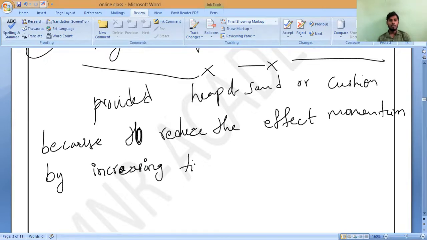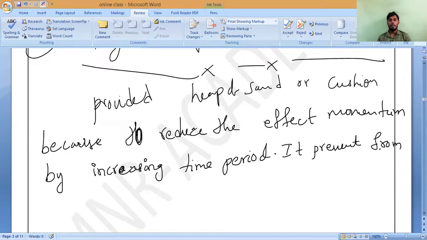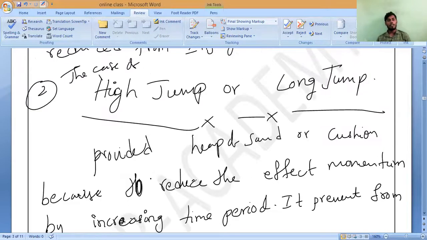Increasing the time period. So what will happen? The momentum will become zero over a very long period of time. So that is why it can prevent what? Injuries. It can prevent injuries. So this is the second application.